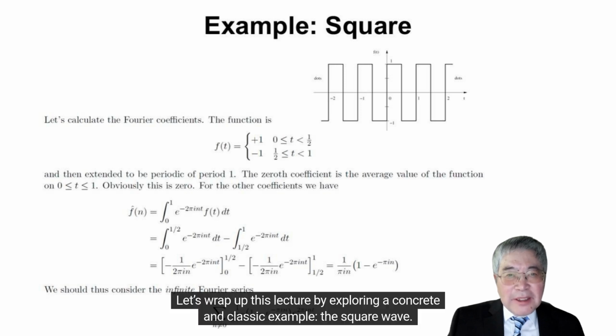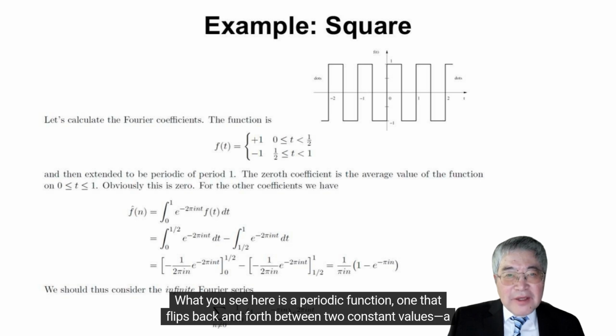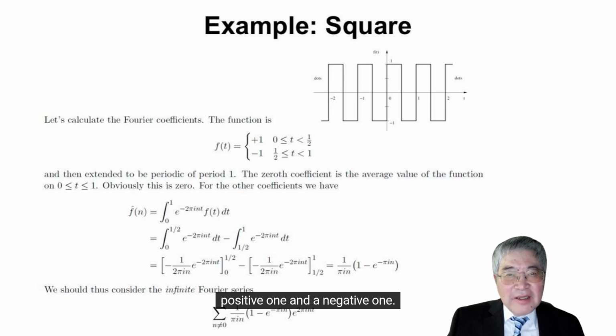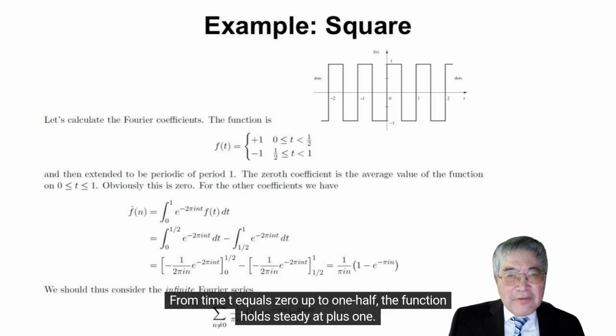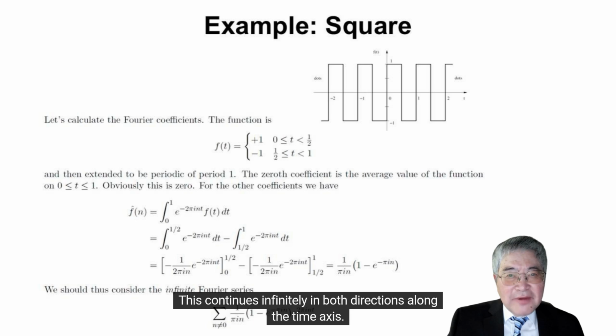Let's wrap up this lecture by exploring a concrete and classic example, the square wave. What you see here is a periodic function, one that flips back and forth between two constant values, a positive one and a negative one. Let's walk through the structure. From time t equals 0 up to 1/2, the function holds steady at plus 1. Then from 1/2 to 1, it suddenly drops to minus 1. After that, the pattern repeats. And again, and again. This continues infinitely in both directions along the time axis.